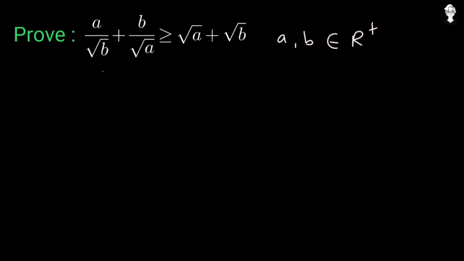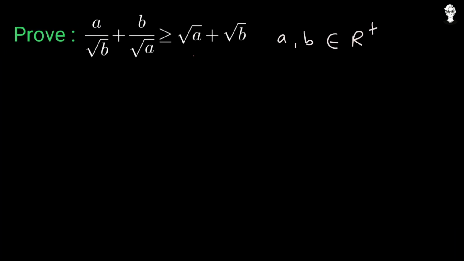How can we prove this particular inequality? So first of all, look at this inequality very carefully. The right hand side of this inequality looks very simple, whereas the left hand side looks a bit more complex. So I will try to modify the left hand side so we get a nice thing. So I write down the left hand side, that is a upon square root of b plus b upon square root of a. We'll start the modification by taking the LCM.